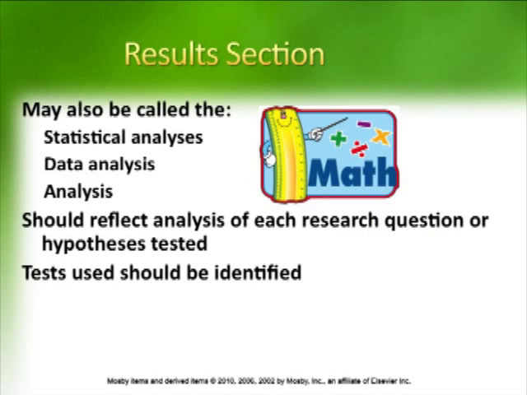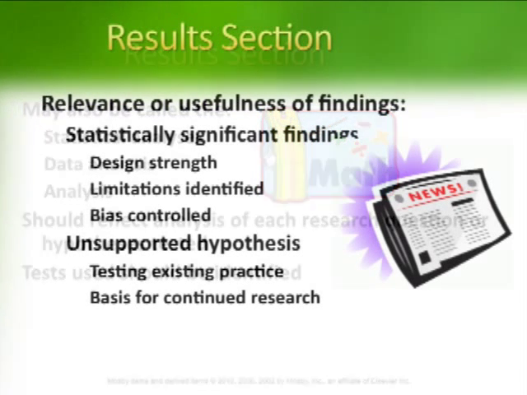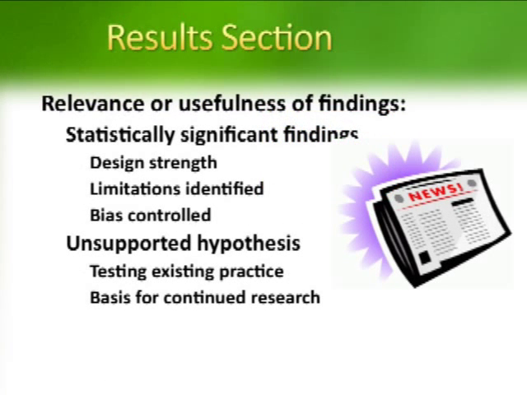The results section is where quantitative data or numbers generated by the descriptive and inferential statistics tests are presented. The results section may also be called the statistical analyses, the data analyses, or the analysis. It should reflect the analysis of each research question and/or hypothesis that was tested, and the test they used to analyze the data should be identified. The results section tells us about the relevance or the usefulness of the findings.